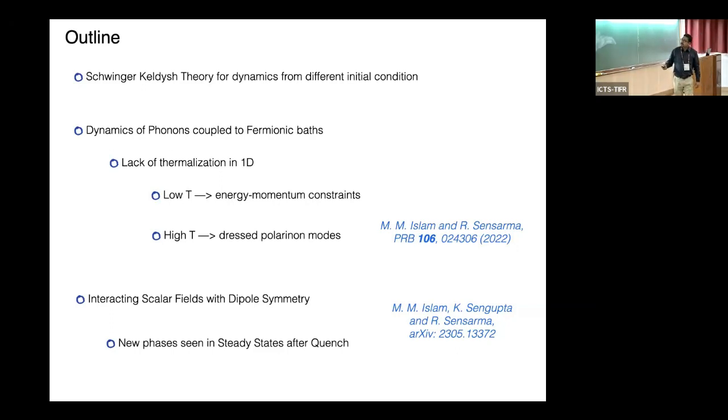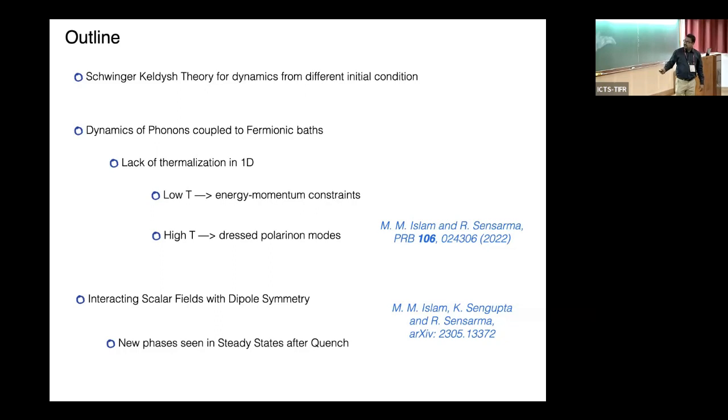One is a simple open quantum system where I have phonons, or basic scalar fields, coupled to fermionic baths. In this case, if you go to one dimension, that is, your fermionic bath is 1D, we will find that at low temperatures, the long wavelength modes of phonons do not thermalize. This is not surprising because there are strong energy momentum constraints. And once I draw a few pictures, you will see that this is not a very surprising result at all. It's what you would have expected.